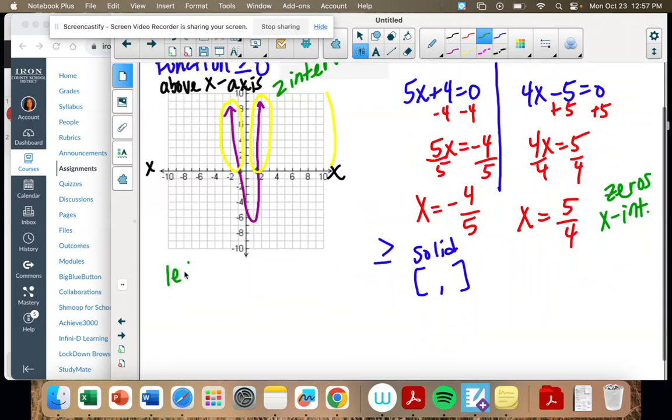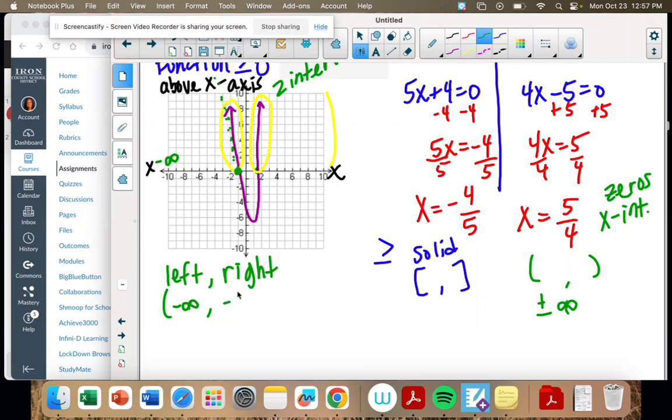So the first one we want to go the most left it goes and the most right it goes. So left, it goes forever and ever out towards x equals negative infinity. And do you remember we always put parentheses whenever you have positive or negative infinity because it's not included. We don't know where it is. Okay, so negative infinity, and then the right value where it ends is negative 4/5. That's why we had to find that value.